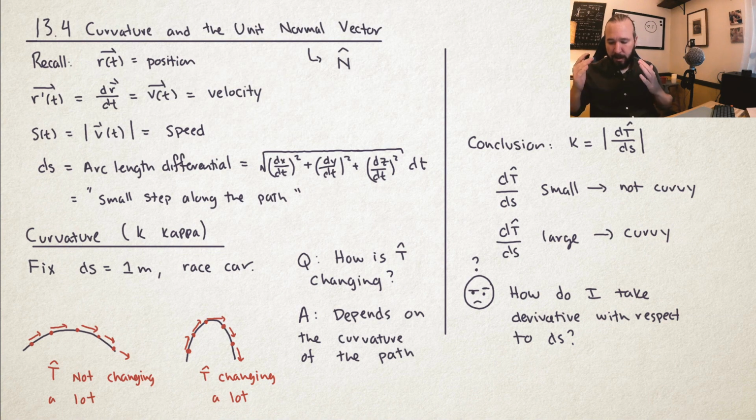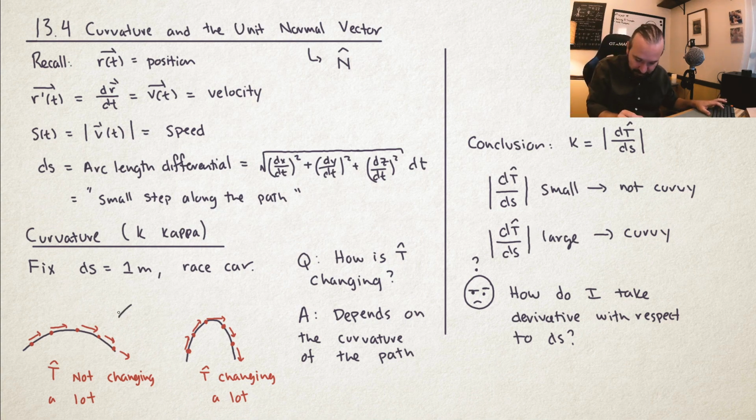When the magnitude of the rate of change of T hat with respect to the arc length is small, that's a picture like this. That comes from a not curvy path. And when the magnitude of the change in T hat is large, then that comes from a very curvy path.